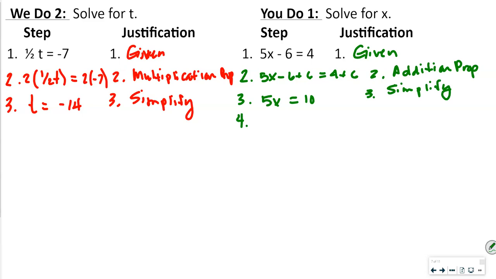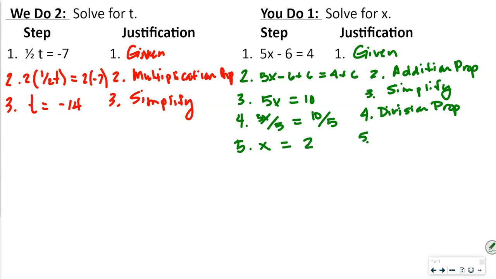Okay. Step 4, what are we going to do next? We're going to do the 5x divided by 5, right, is equal to 10 divided by 5. Remember, whatever we do on the left, we have to do on the right. So what do we just do? The division property, right? D-I-V-I-S-I-O-N, property. I can't spell today, y'all. Okay, and then what are we doing for our last step? Simplifying again, right? So this is just going to be x equals 2, right? So step 5 was simplify. Started out hard and got our way easier. Kind of like that, right?